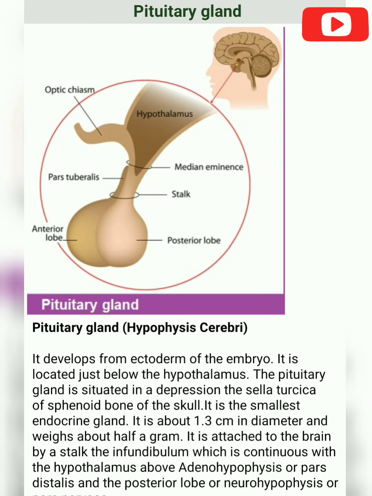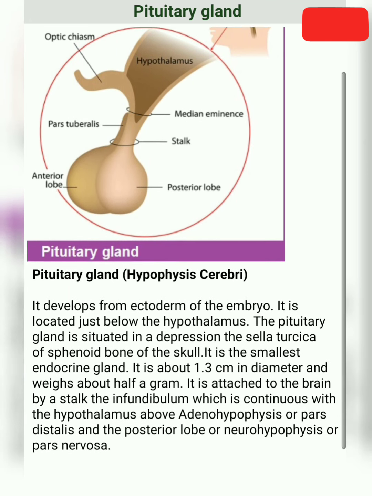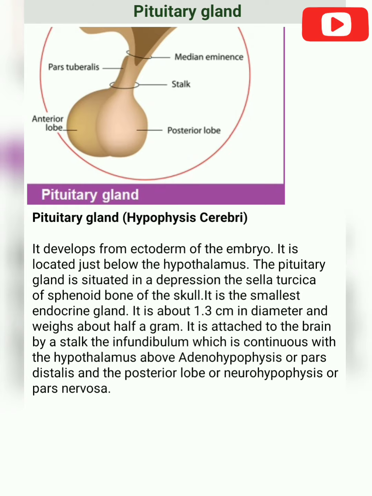Pituitary gland, hypophysis cerebri. It develops from the ectoderm of the embryo. It is located just below the hypothalamus. The pituitary gland is situated in a depression, the sella turcica, of the sphenoid bone of the skull. It is the smallest endocrine gland. It is about 1.3 centimeters in diameter and weighs about half a gram.